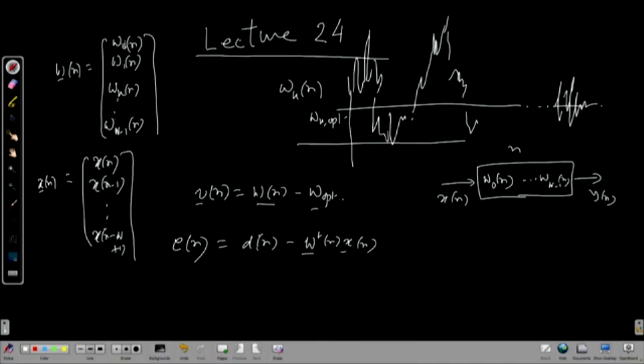So, W transpose x n is W 0 x n plus W 1 x n minus 1 and so on, which is the filter output, and W n is updated by some adaptive algorithm, fine. But at the nth clock, W n is what? If you take this W opt to the left hand side, it is W opt plus the incremental part V n. So, if you replace that here, it will be d n minus (V n plus W opt) transpose x n. All right. Then you take this in one place.